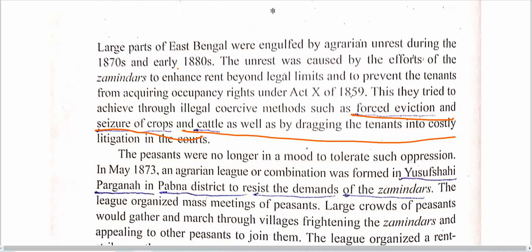In May 1873, an agrarian league or combine was formed in Yusufshahi Pargana in Pabna district to resist the demands of the zamindars. Okay, Yusufshahi Pargana in Pabna district, which is probably now in Bangladesh.